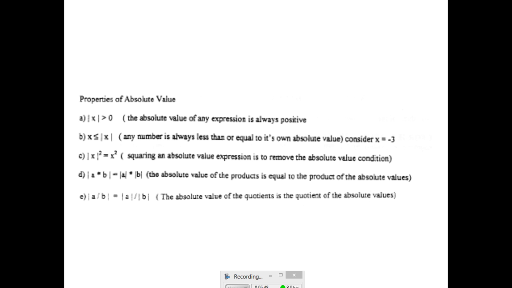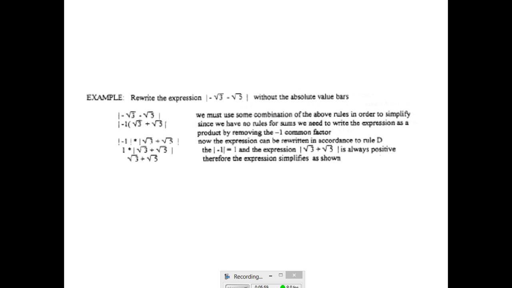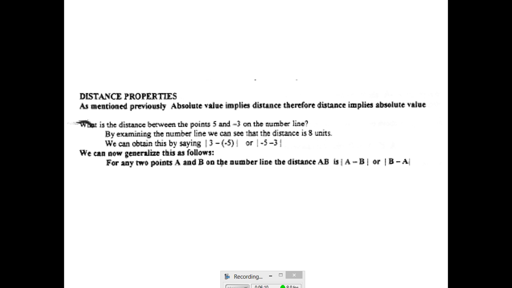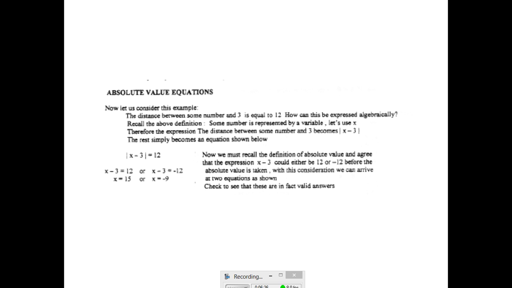Some properties of absolute values you should acquaint yourself with. I'm not going to read them off. You go to the PowerPoint and you can read them off yourself. Here, we utilize those properties to simplify this expression without the absolute value. You should go through that as well. As we said earlier, absolute value does imply distance, so sometimes we have a word problem or two in which we can translate that through the absolute values, and here's some of those examples.